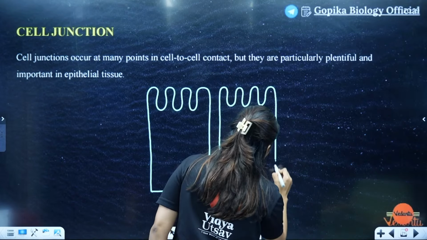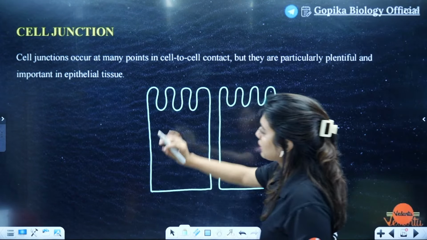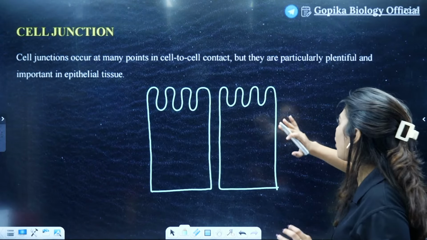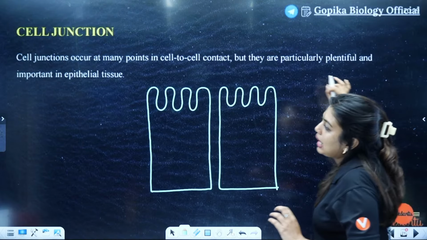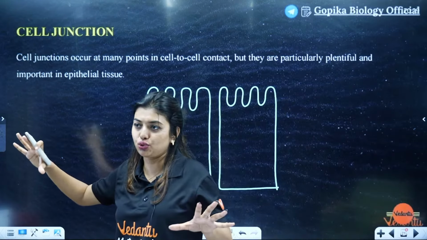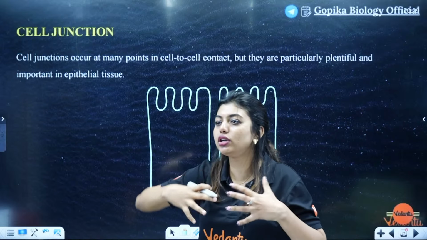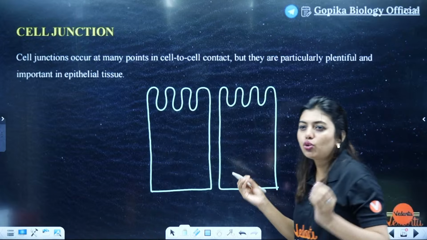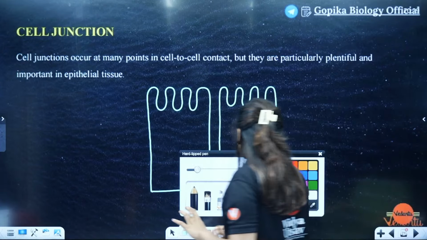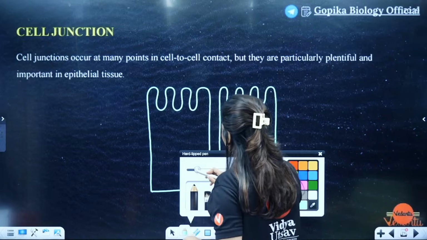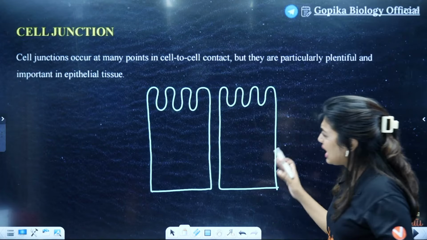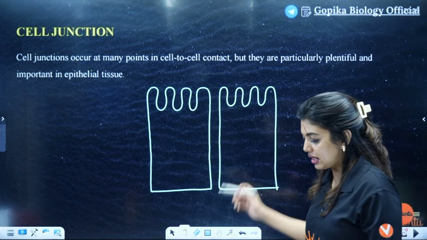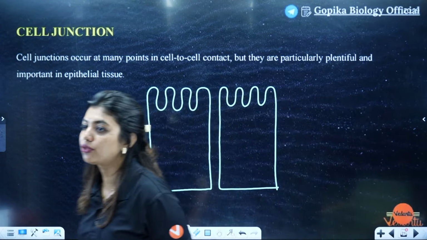Now, what is a cell junction? Cell junctions, students, occur at many points of cell to cell contact, but they are particularly plentiful and important in epithelial tissue. That means we are going to learn a lot about them in epithelial tissue. Now look at this. These are two beautiful cells. First of all, tell me what is so special about this cell? Tell me fast in the chat box. Let me see how many of you understood.